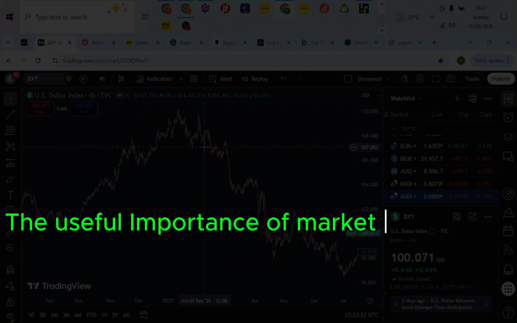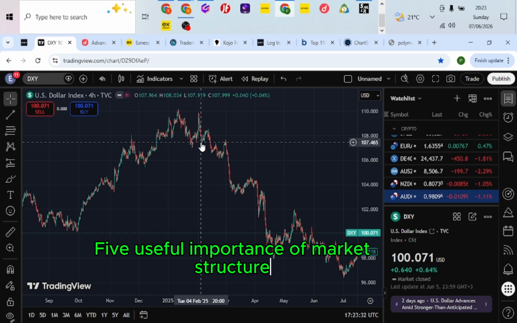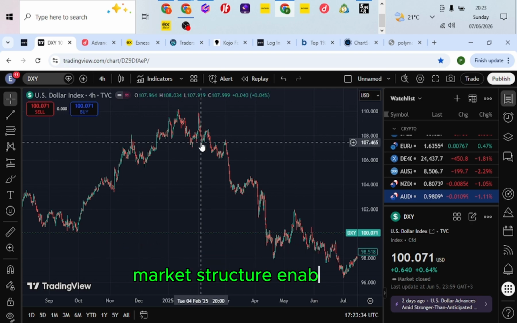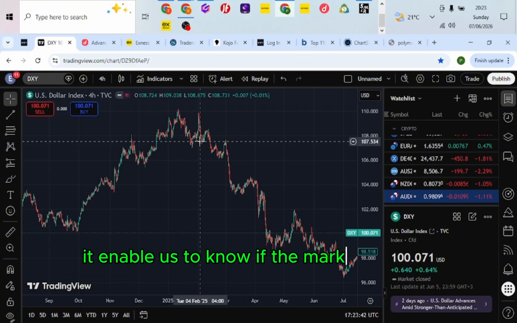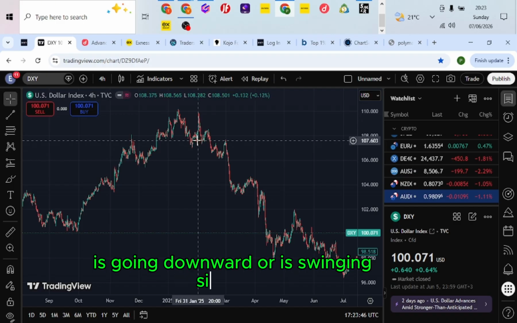The useful importance of market structure. There are many useful importance of market structure, but I will only talk about 5. Market structure enables us to understand the directional part of the market. It enables us to know if the market is going upward, going downward, or swinging sideways.